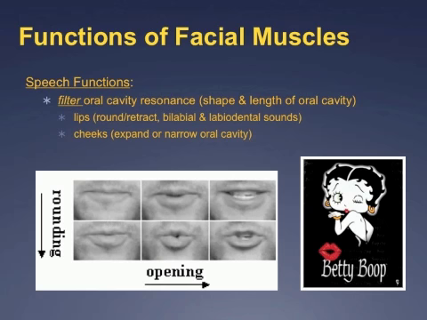What happens to the muscles of your face as you say Betty Boop? Notice that as you protrude and round your lips, the shape of the oral cavity changes. This is part of the filter for how we shape sounds in the vocal tract.